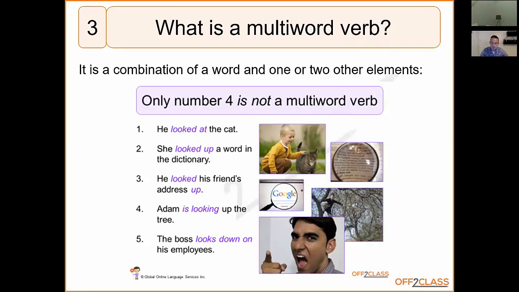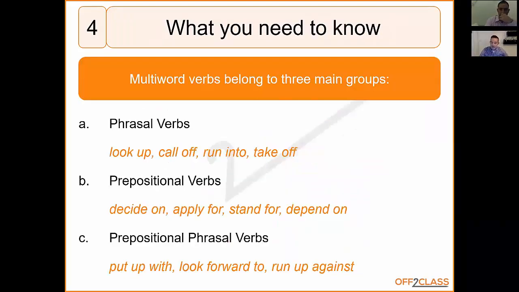So I present these 5 and ask the student to work out which one is not a multi-word verb. In this instance, number 4 is the only one that is a normal verb because its preposition is used as a preposition. And so when I talk about these 1 or 2 other elements, they're actually known as a particle. What you've got here is there are 3 multi-word verb groups.